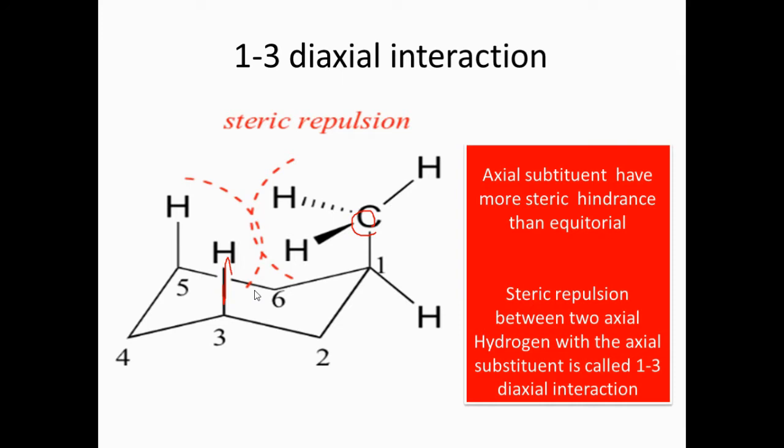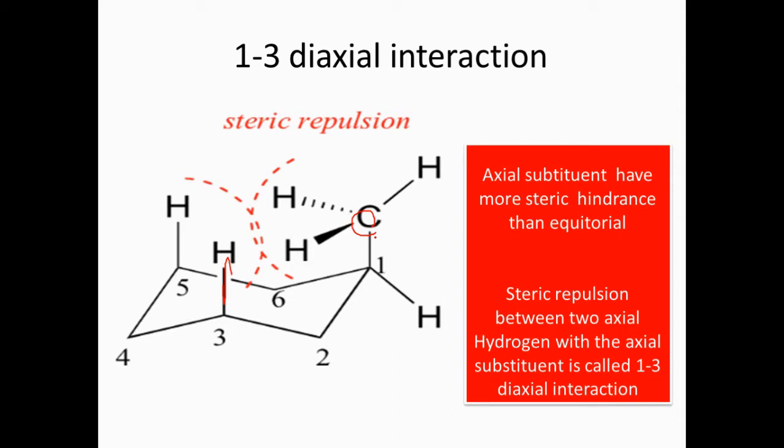Here you can see that the substituent is a methyl group at the first carbon. This methyl group has a steric repulsion from the two axial hydrogens on the same side. In a mono-substituted cyclohexane, the methyl group can exist in two different chair conformers. The steric repulsion between the axial substituent and the axial hydrogens is called 1,3-diaxial interaction.